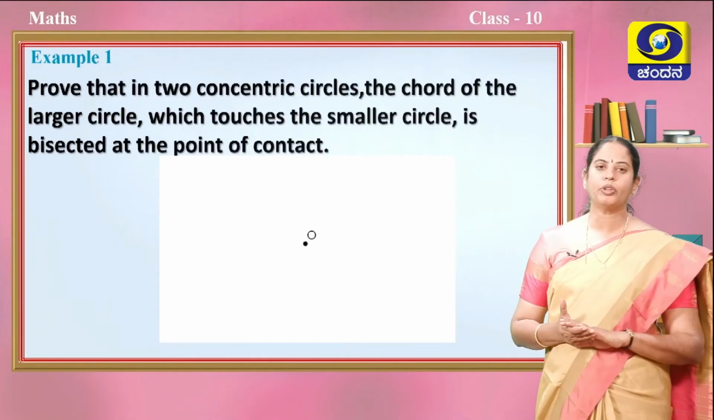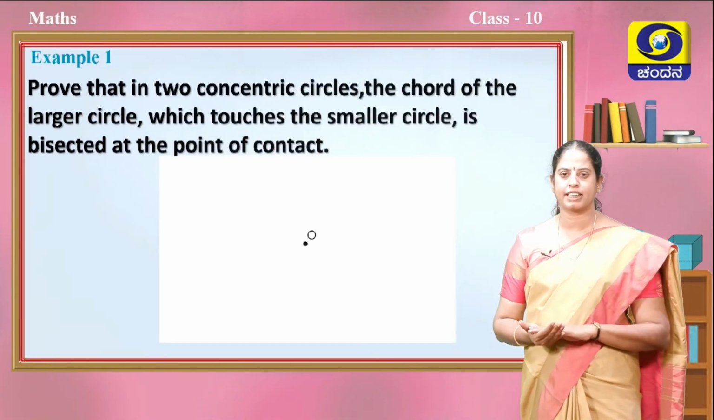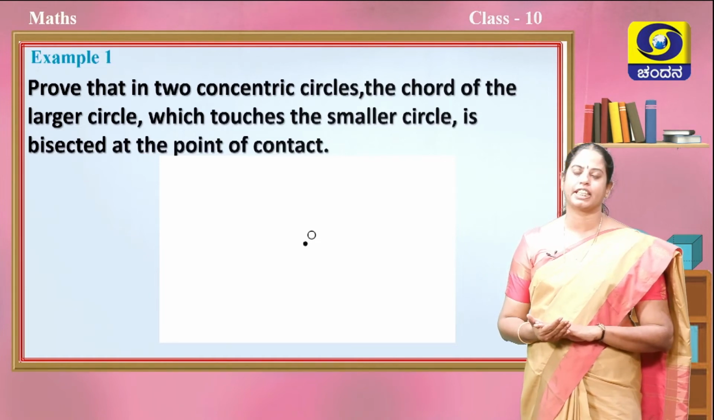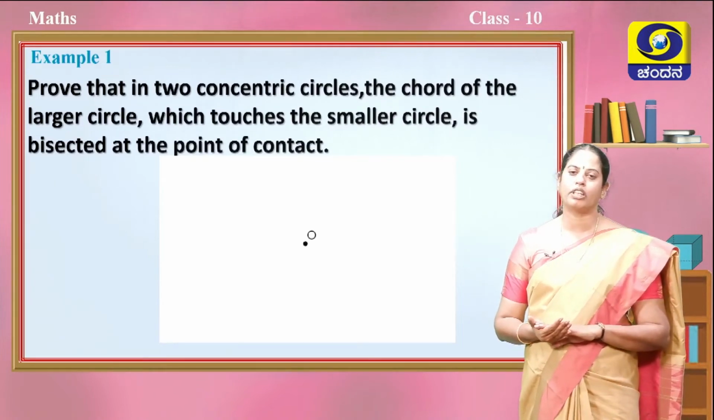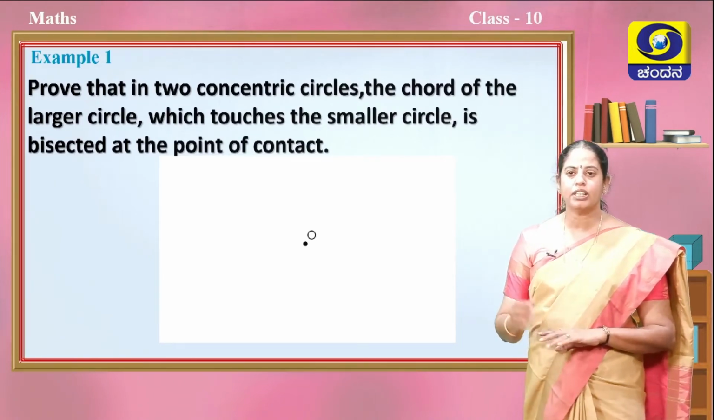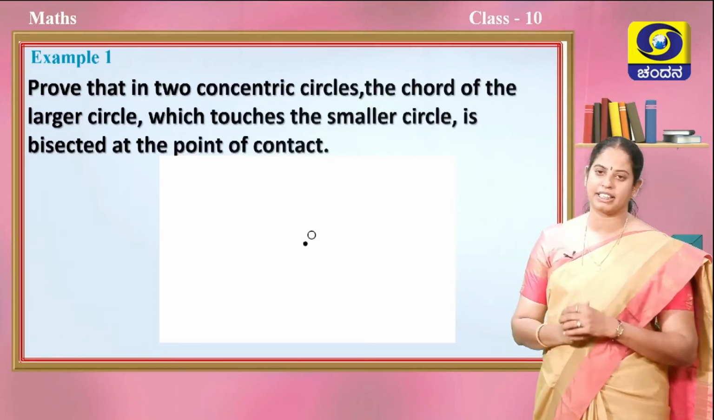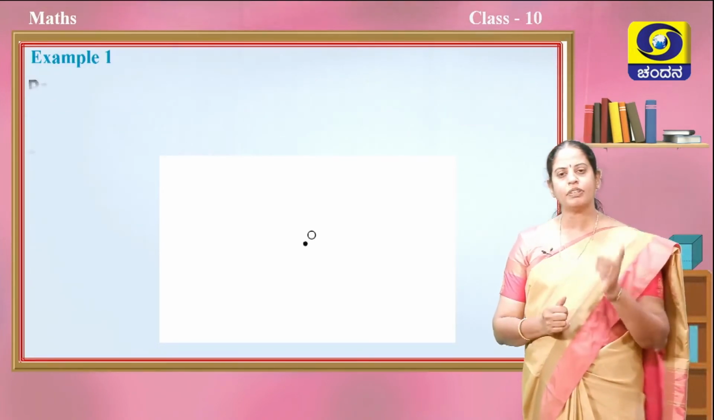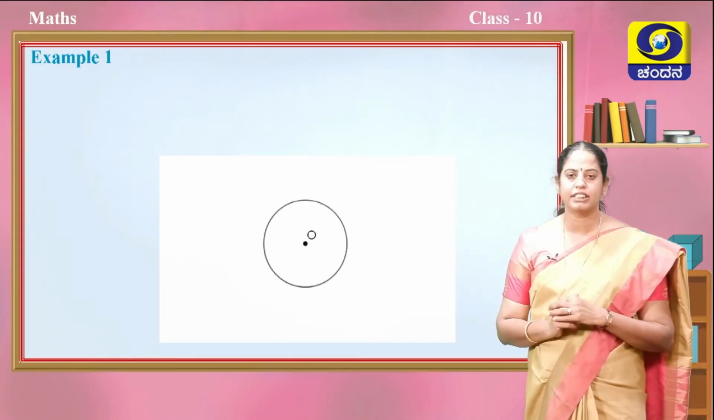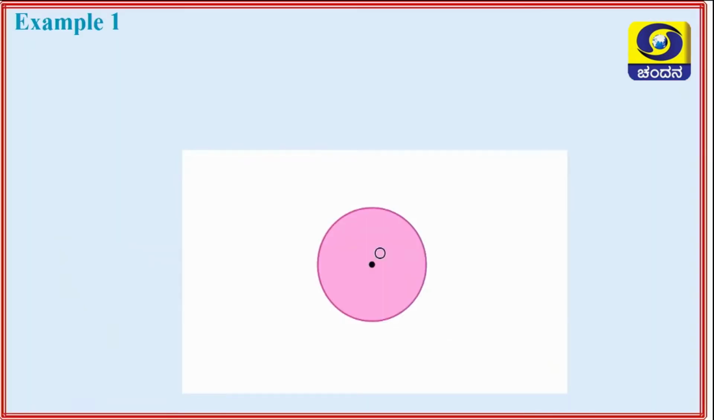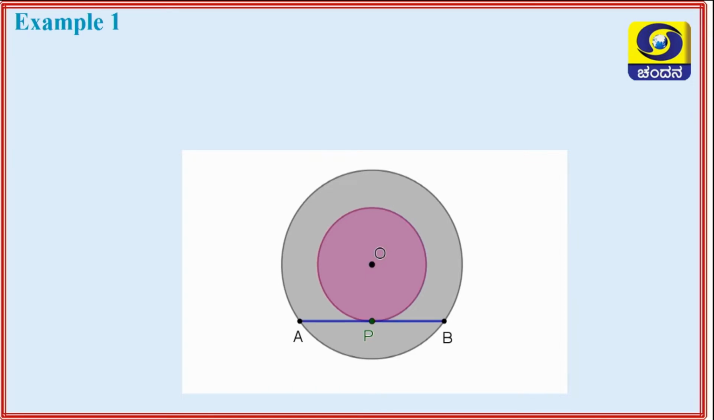Next question: prove that in two concentric circles, the chord of the larger circle which touches the smaller circle is bisected at the point of contact. Here we have to recall what concentric circles are. We know circles having the same center with different radii are called concentric circles. Watch this video. O is the center of the circle. We have a pink color circle with center O and a grey color circle with center O. Yes, both are concentric circles.